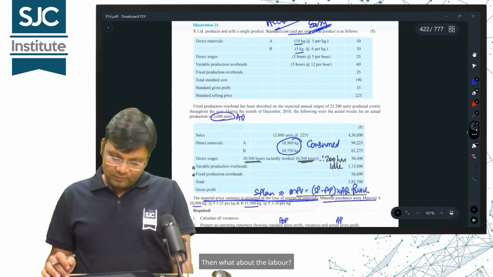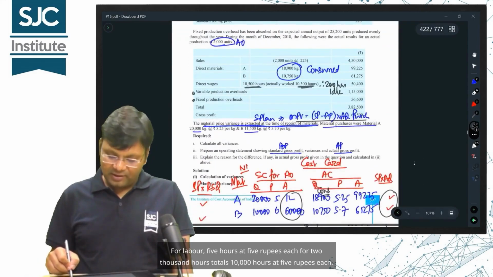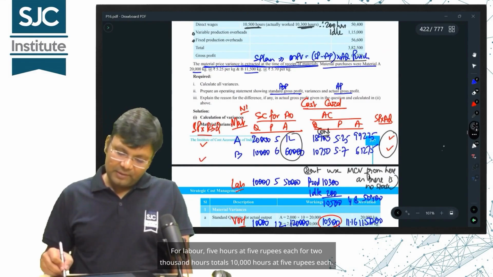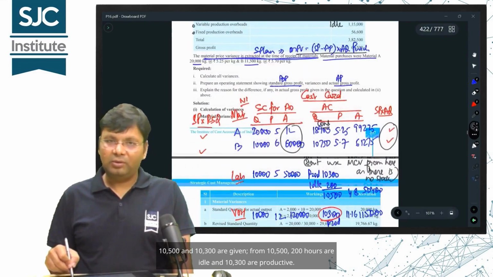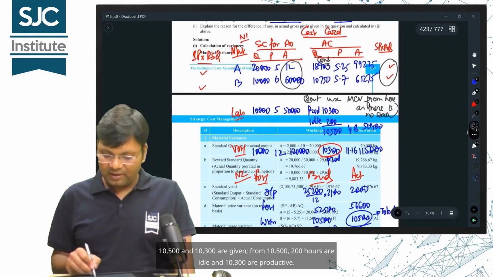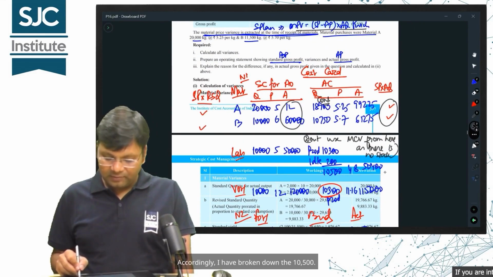Then what about the labor? For labor, 5 hours at 5 rupees each for 2000 units totals 10,000 hours at 5 rupees each. 10,500 and 10,300 are given. From 10,500, 200 hours are idle and 10,300 are productive. Accordingly, I have broken down the 10,500.